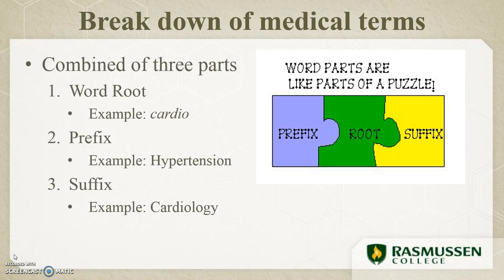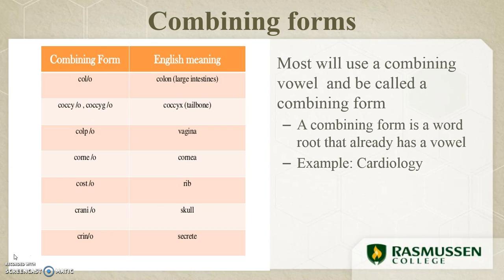Now sometimes a combining vowel will be needed to join word roots together with suffixes. The combining vowel O is usually used, but sometimes it can be a different vowel. The purpose of a combining vowel is to make the word easier to pronounce. For example, if we had the word mammogram, mam is the word root, which means breast. The suffix gram means x-ray, but a mammogram is hard to say, so we add the O to make it a little bit easier.